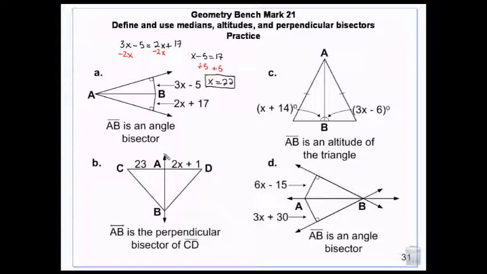If I know that AB is a bisector, that tells me that these two things are going to be the same length also. So I'm going to set those equal to each other. So 2x plus 1 equals 23. Subtract 1 from both sides. 2x equals 22. You divide everything by 2 and you get x equals 11.